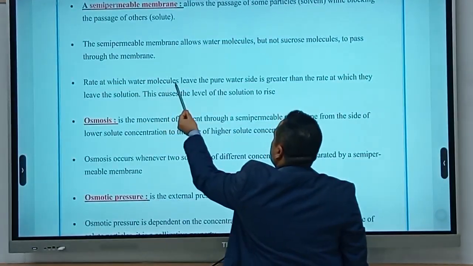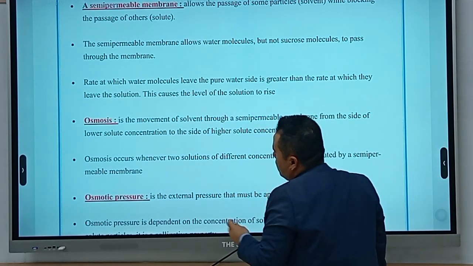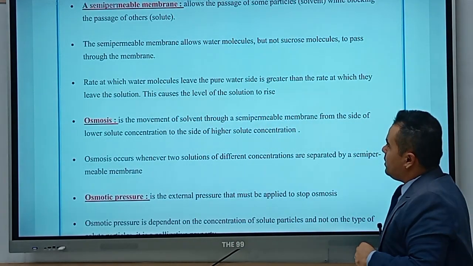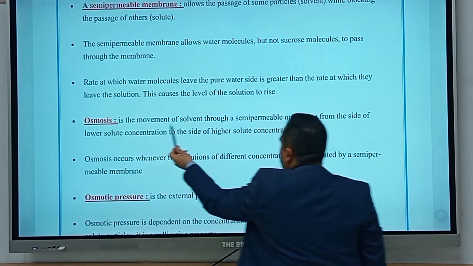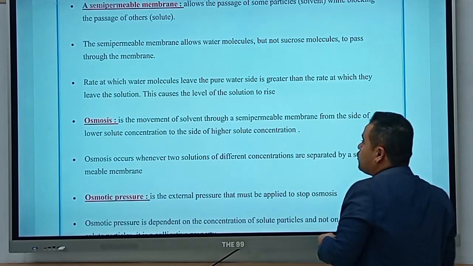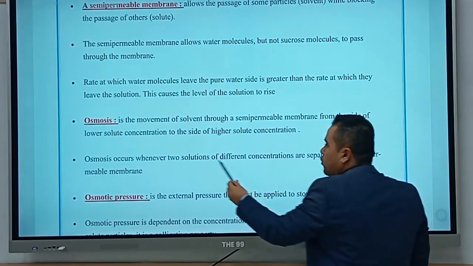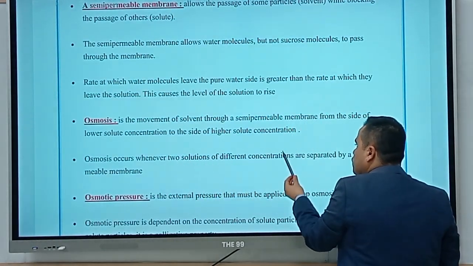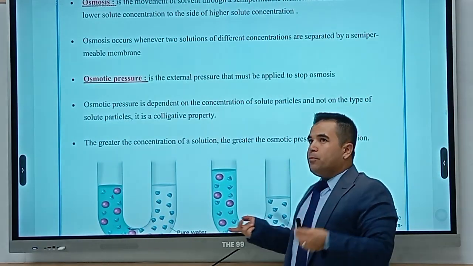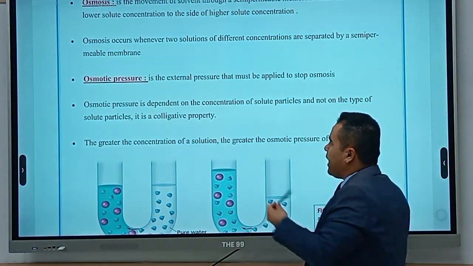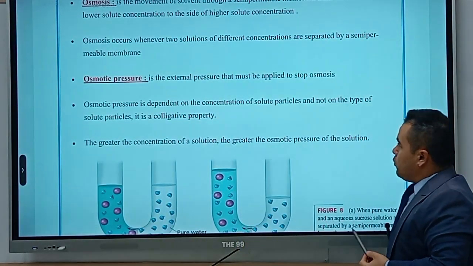The rate at which the water molecules leave the pure water side is greater than the rate at which they leave the solution. This causes the level of the solution to rise. And we defined the osmosis. We said it is the movement of a solvent through a semi-permeable membrane from the side of the low concentration to the high concentration. And osmosis occurs whenever two solutions of different concentrations are separated by a semi-permeable membrane. In order to stop this osmosis, we have to apply the osmotic pressure, and this is the external pressure that must be applied to stop the osmosis.